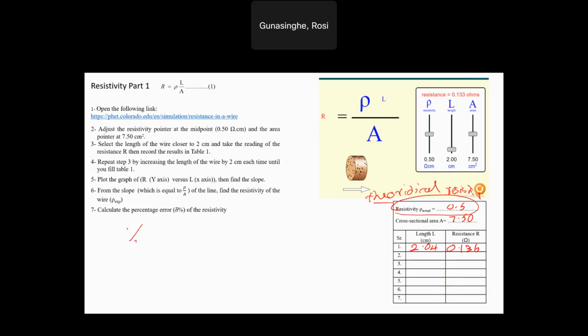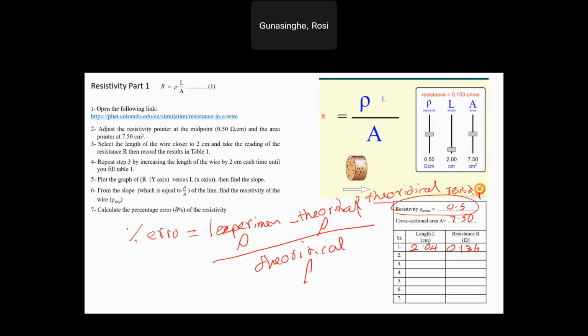So you can calculate the percent error: the absolute value of experimental resistivity minus the theoretical resistivity, divided by theoretical resistivity. The theoretical resistivity is this. Experimental resistivity is the one that you just calculated from the slope. Then find out the percent error.